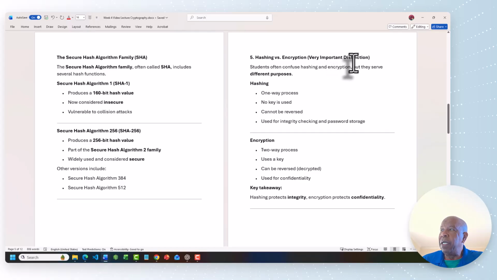Hashing versus encryption. Let's talk about that distinction. What's the difference between the two? Students often confuse hashing and encryption, but they serve different purposes. Hashing is a one-way process. No keys used, cannot be reversed, used for integrity checking and password storage. We'll hash a password. Encryption is a two-way process, uses a key, and can be decrypted once we encrypt it, used for confidentiality. Key takeaway: hashing protects integrity, encryption protects confidentiality.